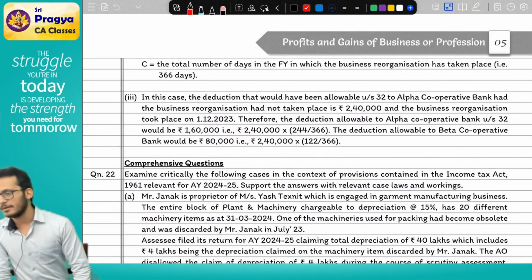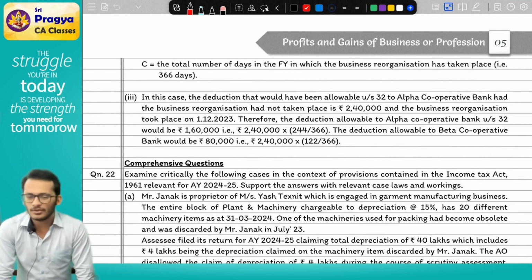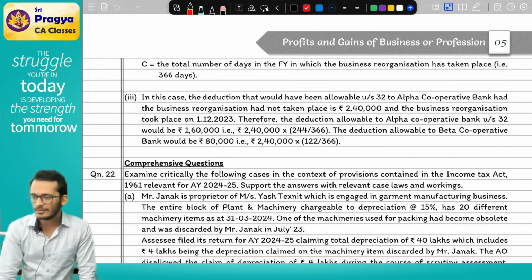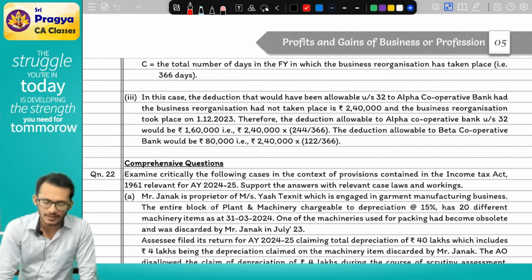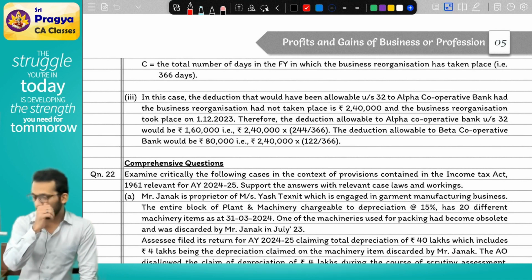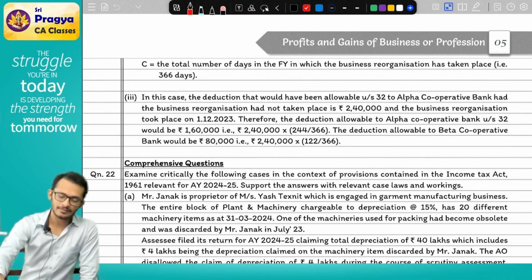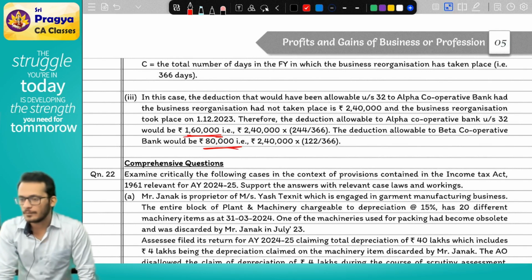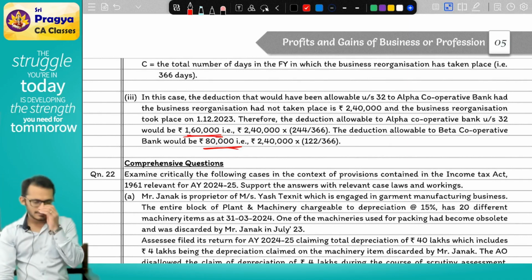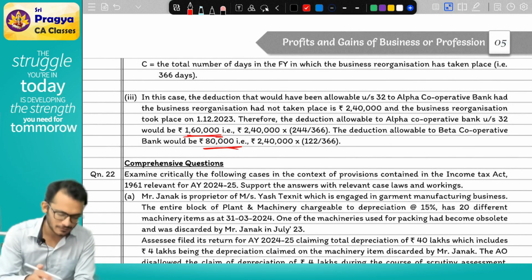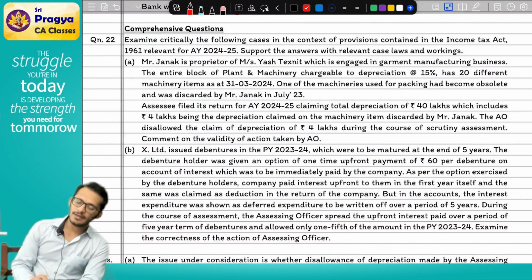They have done it on a number of days format. Your choice. The numbers will not change so much. You do 8 by 12 also, the number will match. There will be a difference of maybe 1 or 2 rupees. It doesn't change significantly. Try it: 2,40,000 into 8 by 12. So no matter what you try, the answer is still the same. Clear? Some things are not meant for reading. Some things are meant for answering directly. Answer it off. Next.